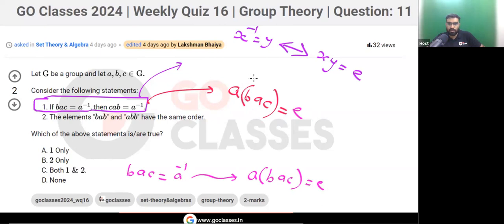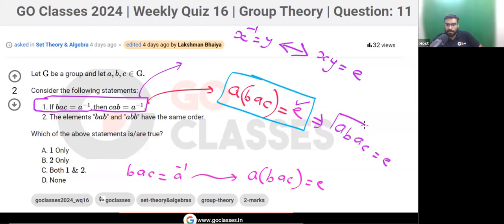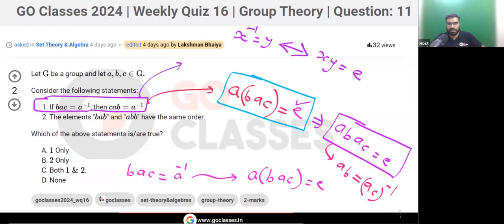Now this is your favorite. I told you this equation. Do you remember? Whenever you see this equation, that something is equal to e, what should come to your mind? I can say that basically ABAC is equal to e. And from here, I can say, what is AB? AB is equal to AC inverse. Agree? I can say AB is equal to AC inverse.